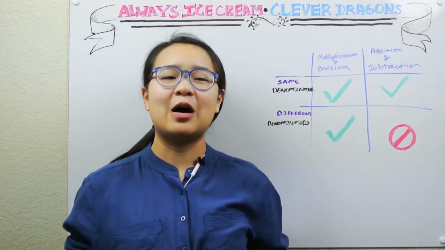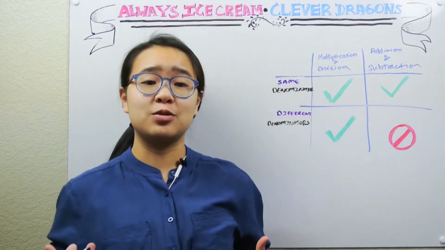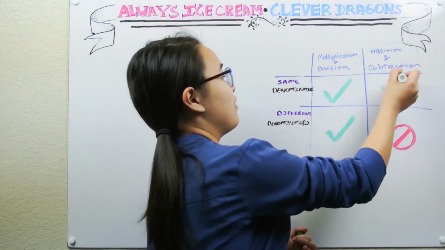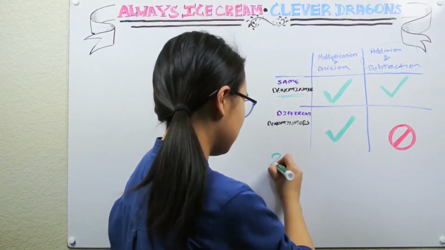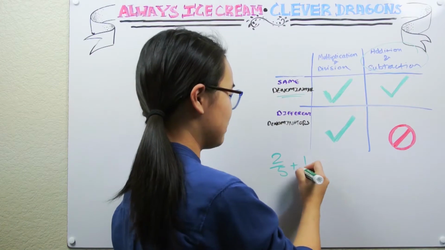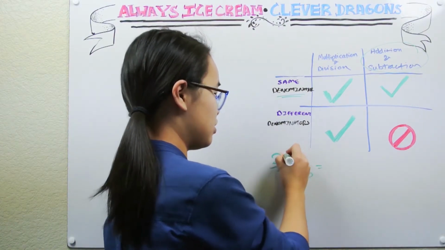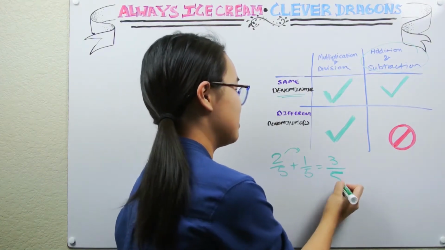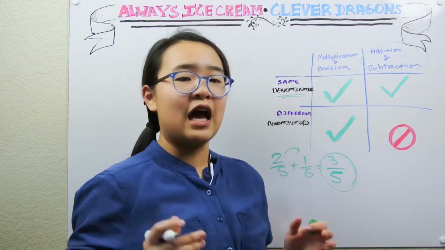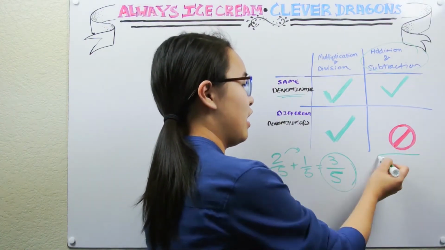So in our last video, Operation Overview, we mentioned that in order to add or subtract fractions, they have to have the same denominator. This means that if we had 2/5 and 1/5, for instance, what we would do was add the top numbers, so 2 plus 1 gives us 3, keep the same denominator, giving us 3/5. However, if the denominators were different, then we could not do this.